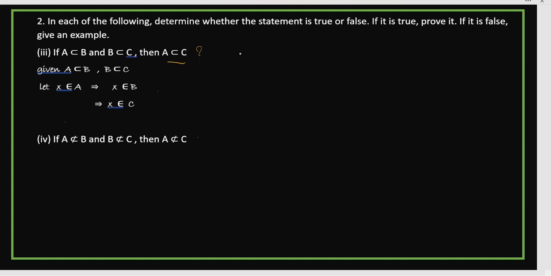This is true. We can also take an example and prove it. A is equal to {1, 2} and B is equal to {1, 2, 3}. So A is a subset of B. B is a subset of C because 1, 2, 3 are also contained in C. So naturally {1, 2} is a subset of C. Clearly A is a subset of C. The statement is true.